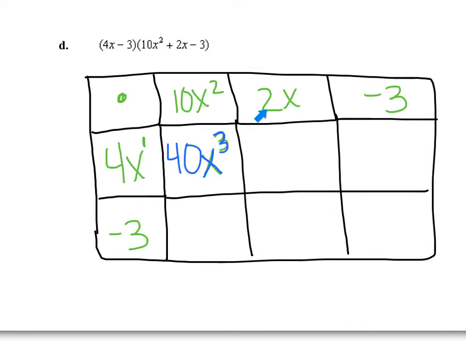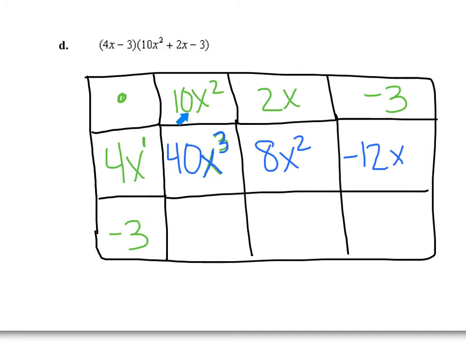Well, 4 times 2, that's going to give me 8. But then I've got x times x, so that's where the x squared comes in. All right, next I've got 4x times a negative 3. Well, 4 times a negative 3, that's a negative 12. And the 4 has an x, so the 3 doesn't, so it would just stay x to the first, or just x. Okay, now let's multiply that last column.